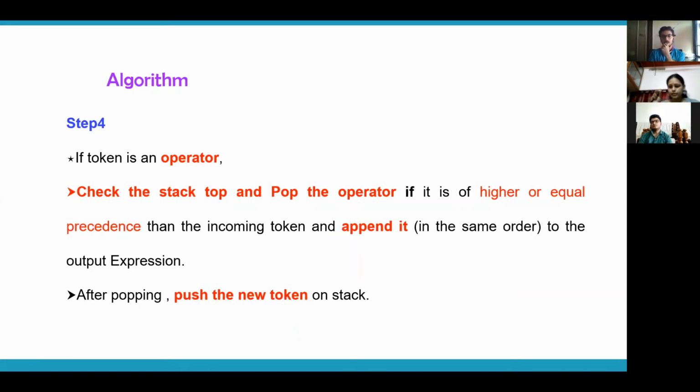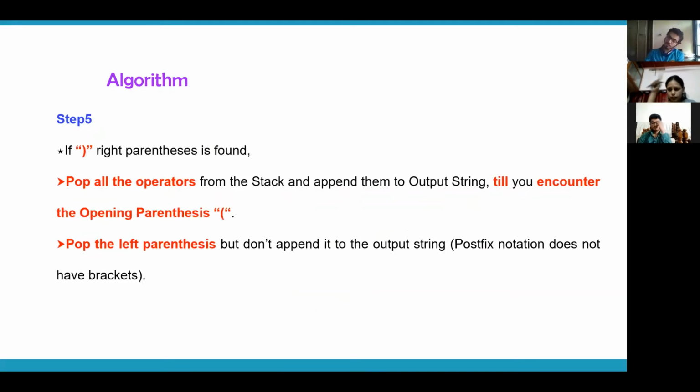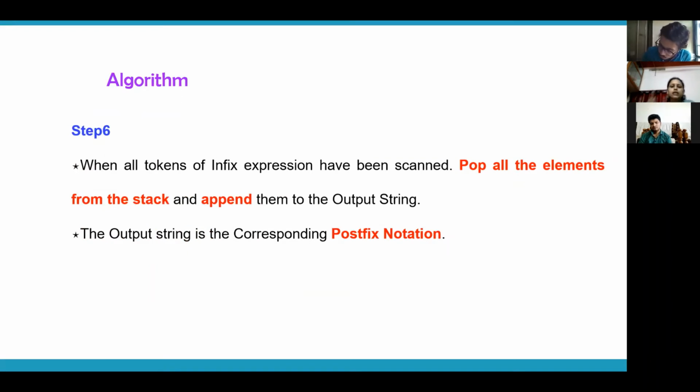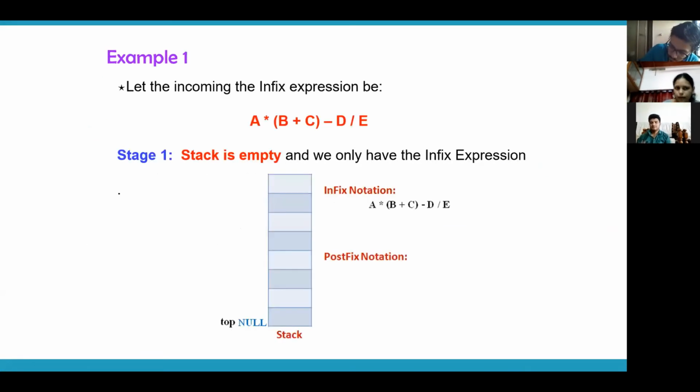So whoever is on the stack top with higher or equal importance, you have to pop that person and append him to the queue, and then whoever has come, you will take that person inside. Okay, that's step number 4. Step number 5 is if you meet the right parenthesis, you have to pop everything from the stack until you meet the left parenthesis. You will also pop the left parenthesis, but you will not append it to the queue. Then step number 6 is once you have finished scanning the expression, if something is left in the stack, you have to pop everything and append it to the queue. This is our algorithm, okay?